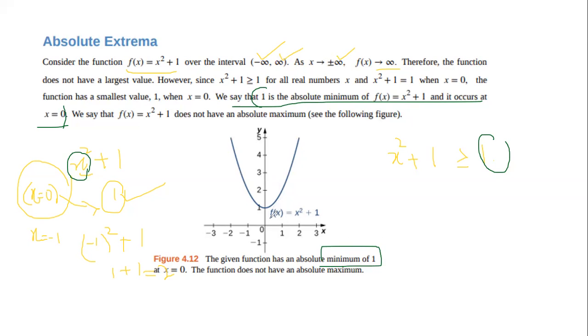Let's say x is 100. So 100 squared plus 1 will be the answer. My absolute maximum does not exist, because I don't have a limit. My limit is infinity. So infinity means this function does not have any absolute maximum, but 1 is the absolute minimum of this function.